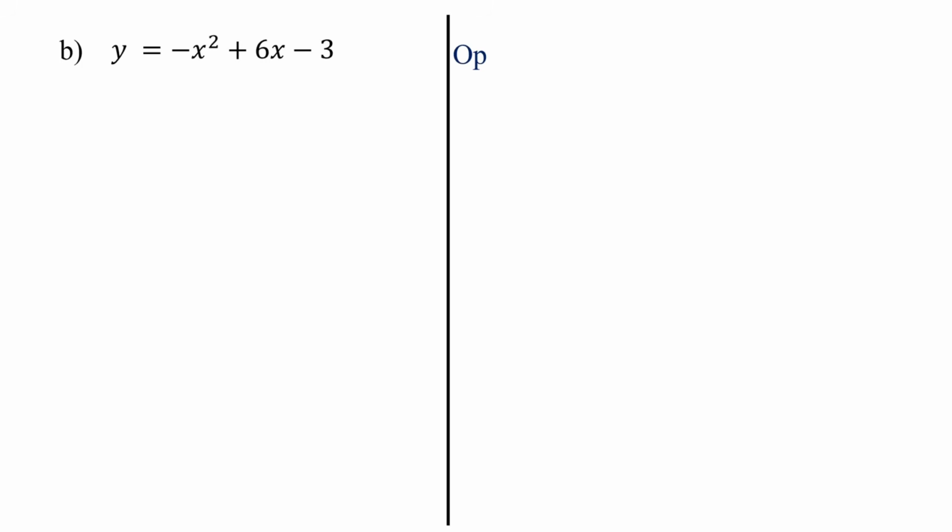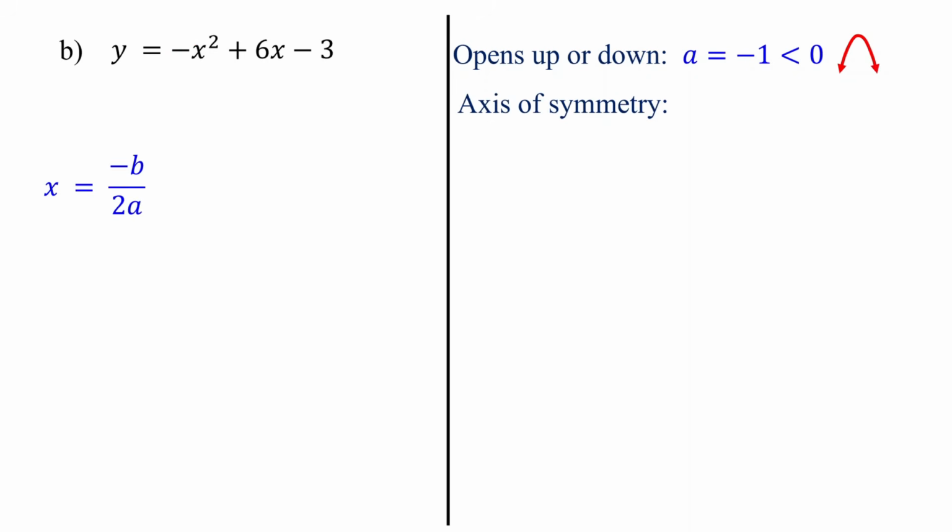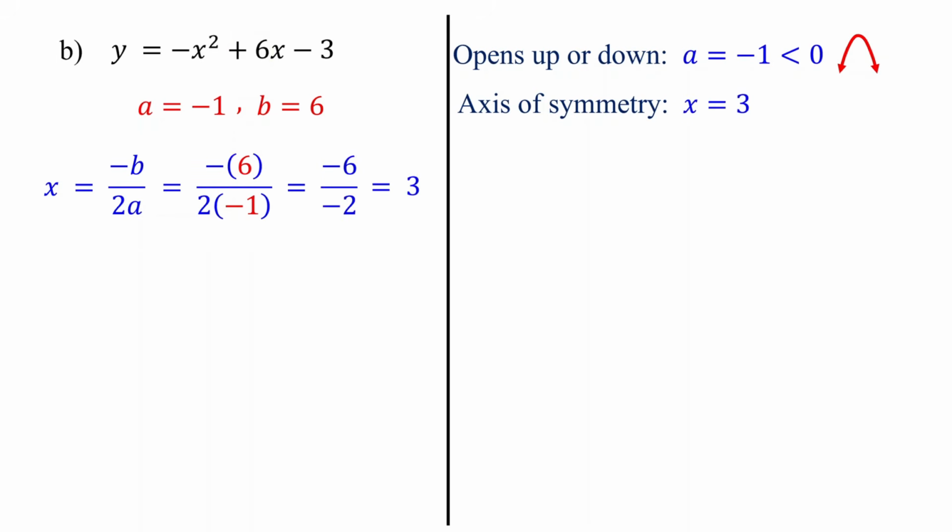First, determine whether the parabola opens upward or downward. A is negative 1, which is less than 0, so the parabola opens downward. Next, find the axis of symmetry using x equals negative b over 2a. A is negative 1. b is 6. Substituting these values into the formula, we find that x equals 3, right?